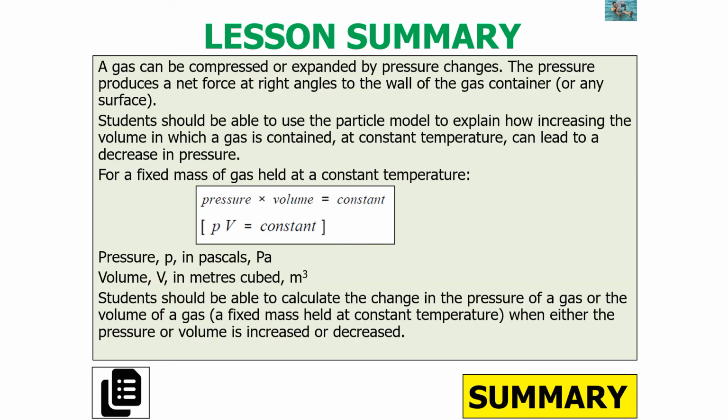Now, a gas can be compressed or expanded by pressure changes. The pressure change produces a net force at right angles to the wall of the gas container, so you should be able to use a particle model to explain how increasing the volume in which a gas is contained at constant temperature can lead to a decrease in pressure, which gives Boyle's law. Pressure times volume equals a constant. So you can use this equation to calculate the change in the pressure of a gas or the volume of a gas when either the pressure or volume is increased or decreased.